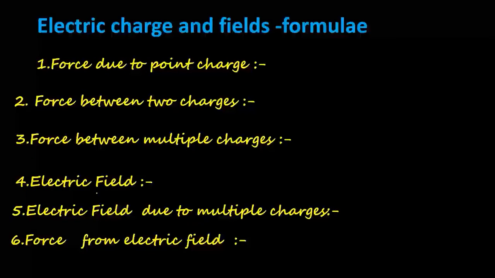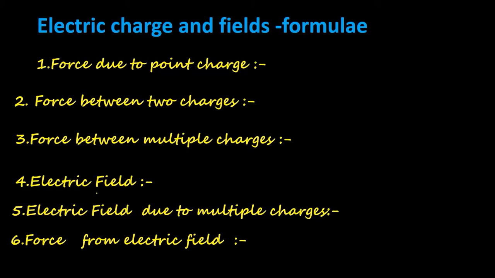Electric charge and fields, all formulae in one video. In this chapter, we have learned a number of formulae. We will just recall those formulae so that you understand it better. First one, force due to point charge: 1 by 4 pi epsilon naught Q by r square into r cap. I hope you remember all the parameters that are referred to in the equation. Capital Q is the total charge. r cap is the direction. r is the distance of the point from the electric charge.